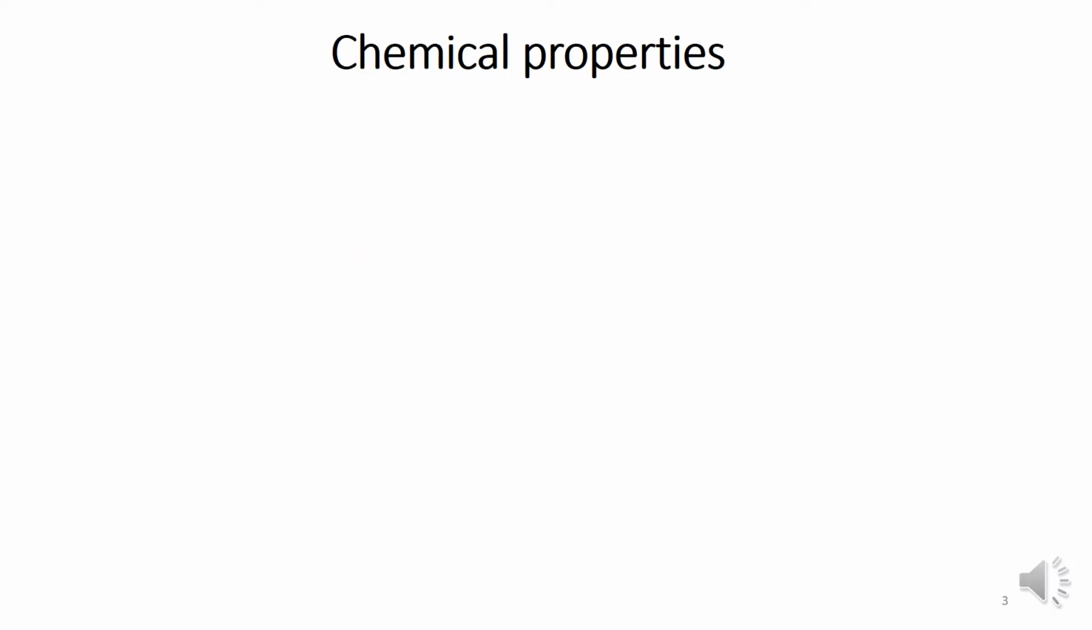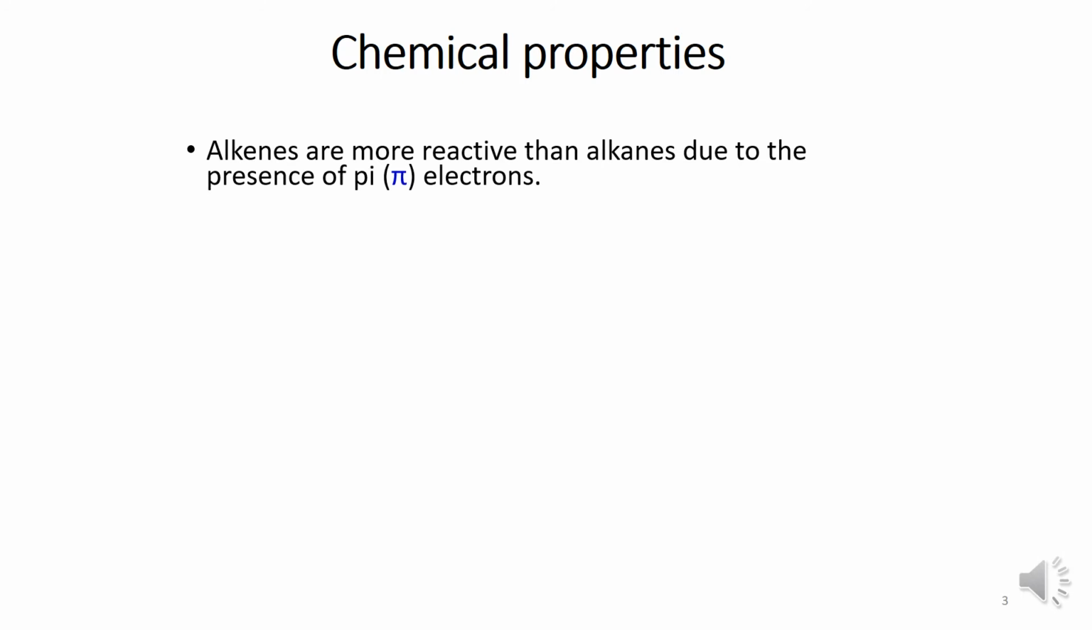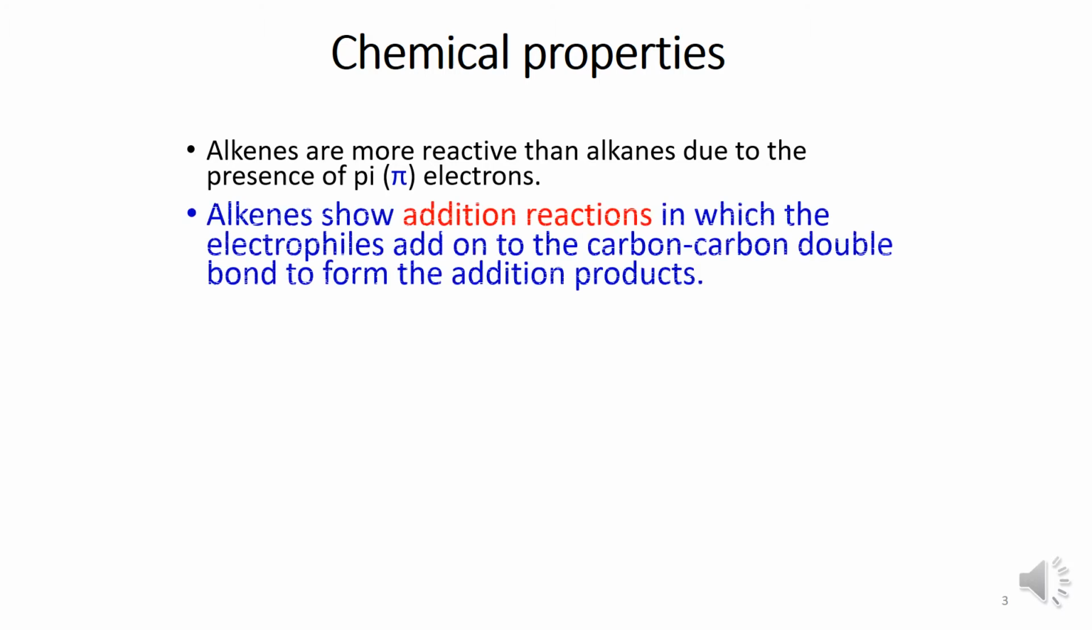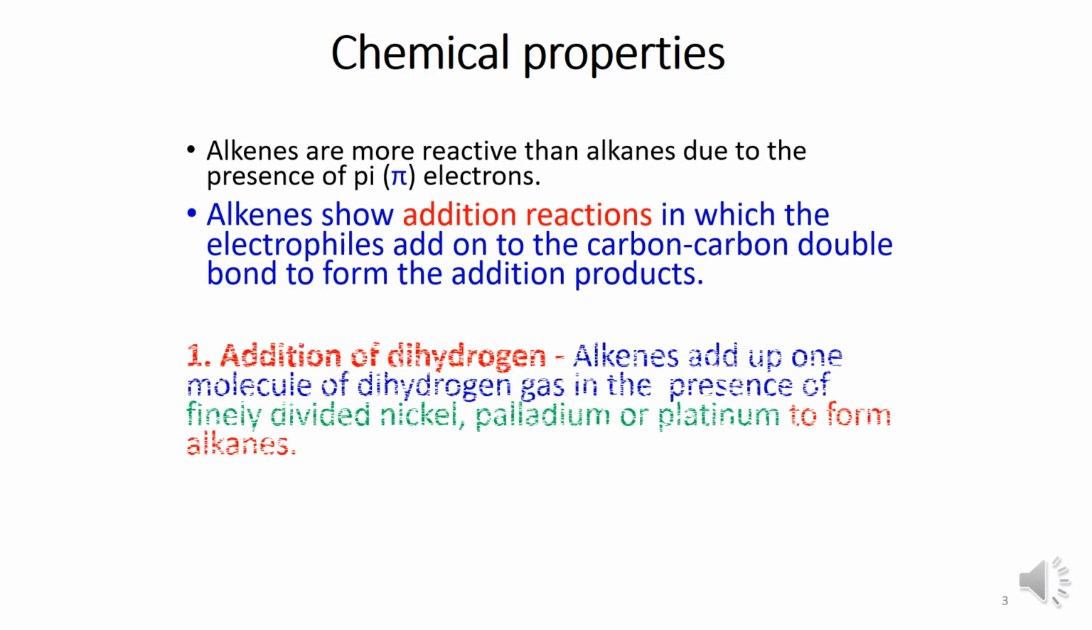Chemical properties. Alkenes are more reactive than the alkanes. Why? Because they have pi electrons. Alkenes mostly show addition reactions in which the electrophiles add on the carbon to carbon double bond to form addition products. Number one chemical property, that is addition of hydrogen.